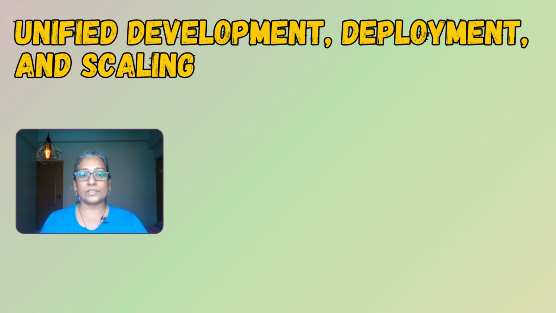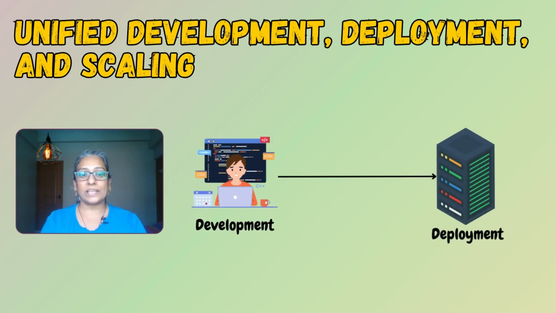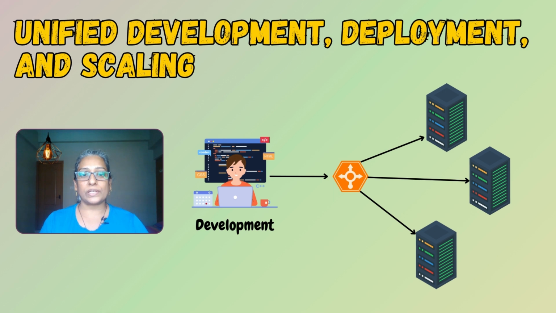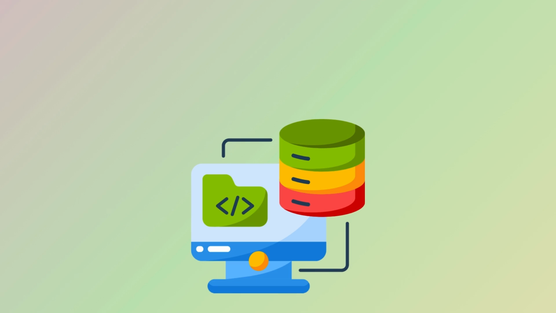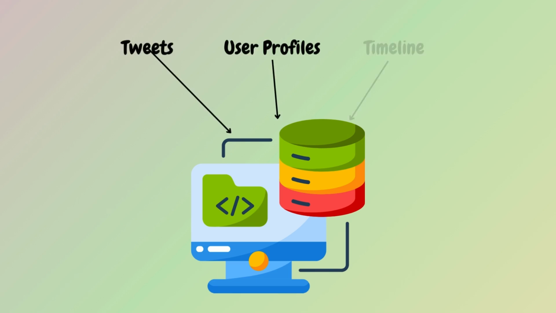In monolithic architecture, the development, deployment, and scaling processes are all done for the entire application as a whole. There is no option to develop, deploy, or scale only a part of the application. A real world example can be found in early versions of Twitter. Twitter initially started as a monolithic application where all tweets, user profiles, timelines, and other features were managed within a single code base. Development teams worked on different parts of the application, and deploying updates or scaling the platform required coordination across the entire system.